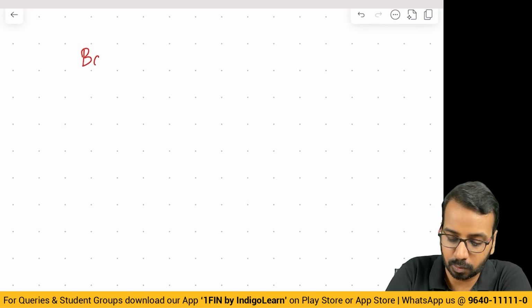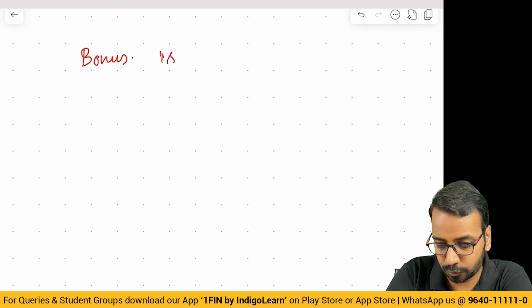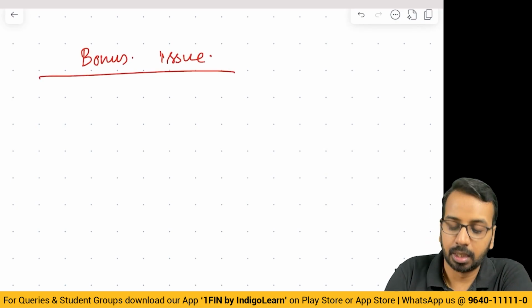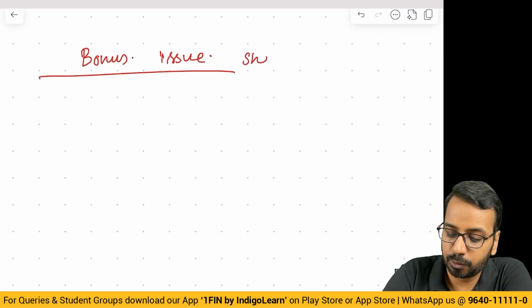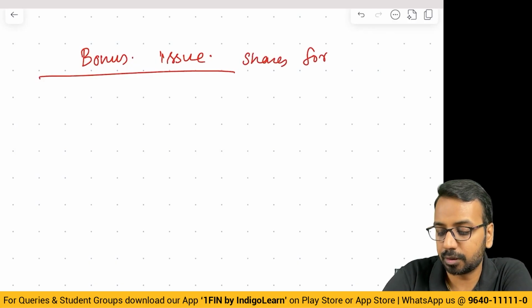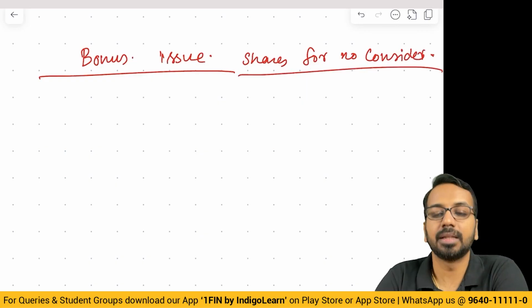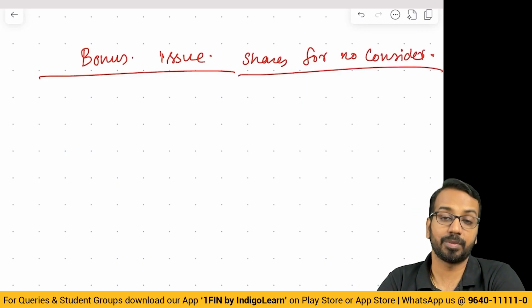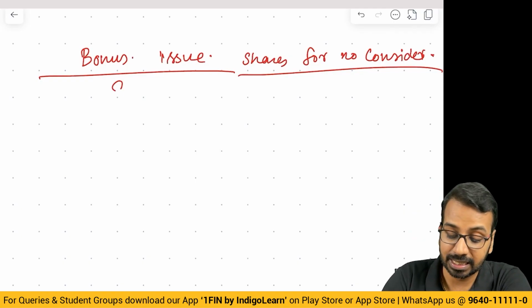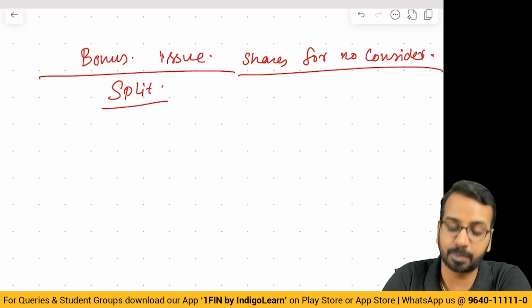Next thing is bonus issue. Now what is this bonus issue? You issue shares for no consideration. So basically there is no money that has come into the business. There is no fresh money that has come into the business. Same also applies with split.